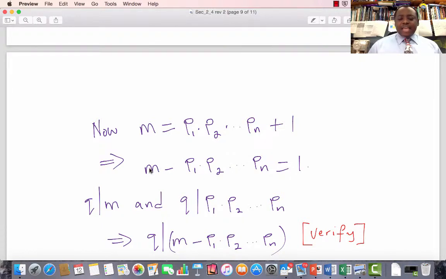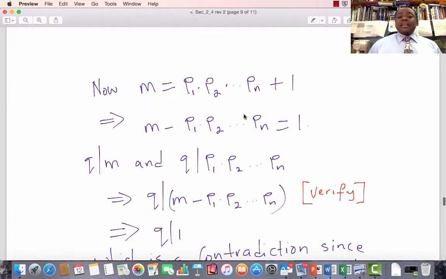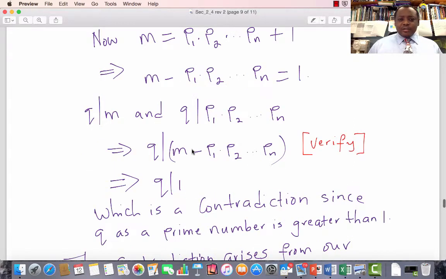But if q divides m and q divides the product of these primes, then q must divide their difference. And you can verify that very quickly. Go ahead and quickly verify that if A divides B and A divides C, then A divides B plus or minus C. But what is m minus the product of the existing primes P1 to Pn? It's 1. So that means q divides 1.